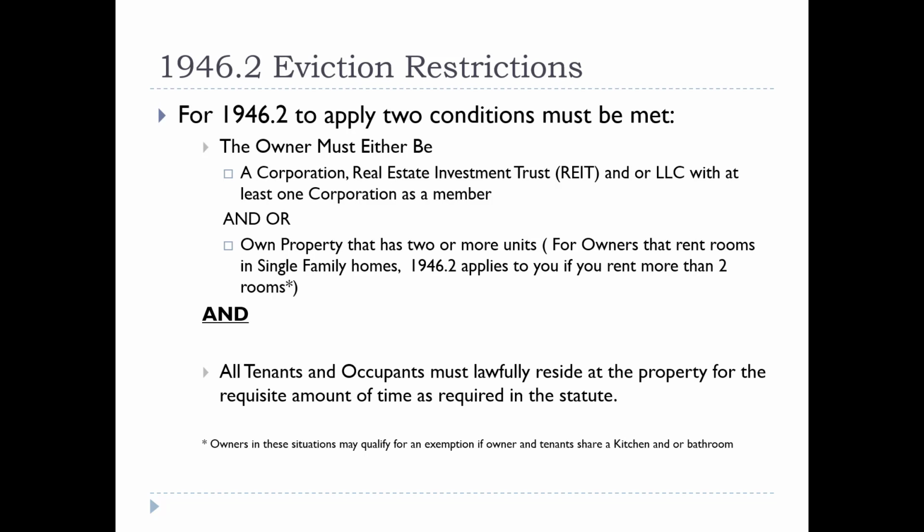Generally speaking, for 1946.2 to apply, the owner must be either a corporation, a real estate investment trust, or REIT, as defined under the Internal Revenue Code, or an LLC with at least one corporate member. If you are a corporation or a REIT or an LLC that has a corporate member, most of the exemptions to 1946.2 will not apply to you, and for all your residential property, you'll be subject to it. We'll go over the exemptions in more detail, but if you're an entity, you're probably not going to have an exemption. Or if you have a property with 2 or more units.